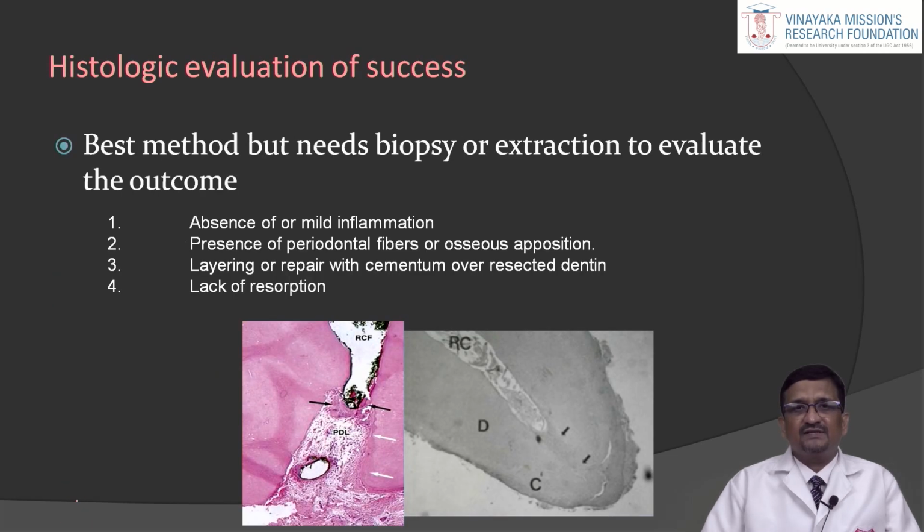Histologic evaluation of success. This is the ultimate method to decide whether a root canal is successful or not. But unfortunately, we cannot apply that in real life because it needs biopsy or extraction. So this is only histological studies based. What does it say about a good root canal treatment? It says absence or mild inflammation, presence of periodontal fibers and good osseous apposition, and layering or repair with cementum over resected dentine and lack of resorption. If we achieve these criteria, we can call it histologically a successful root canal treatment.